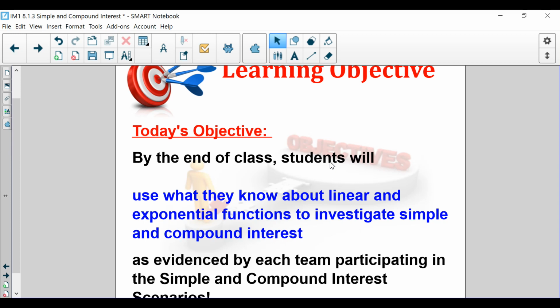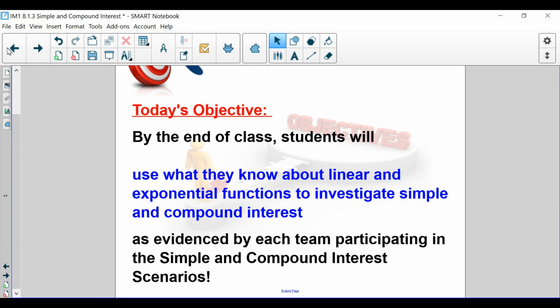Today our topic is about simple and compound interest. So let's talk about it. By the end of class, students will use what they know about linear and exponential functions to investigate simple and compound interest. So let's talk about this.